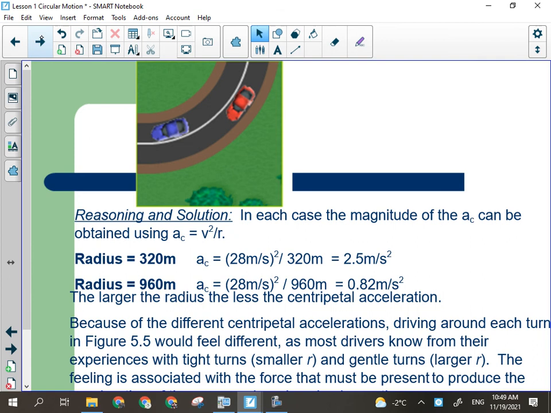smaller. All right, so if we're looking at that mathematically, we can see that for the radius of 320 meters, we've got 2.5 meters per second squared as our acceleration. That's pretty high. That means that if you weigh 200 pounds, you would feel 50 pounds worth of force from the door. If you went into the door on a corner like that, you would feel 50 pounds worth of force pushing back against you. It's 1/4 of a G, 1/4 of gravity. And then for the radius of 960 meters, so 3 times bigger radius, we got 3 times less centripetal acceleration.